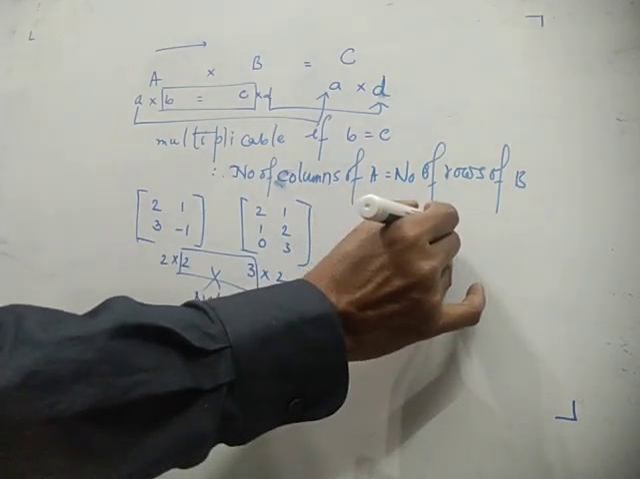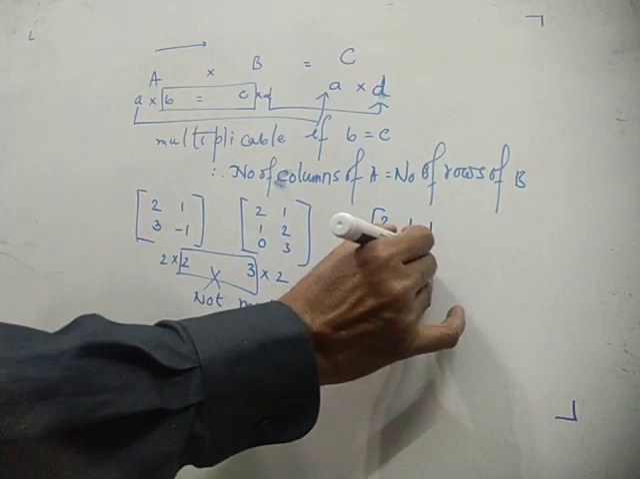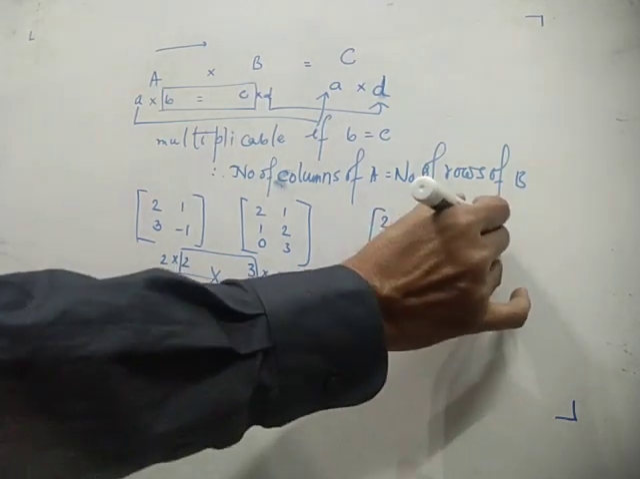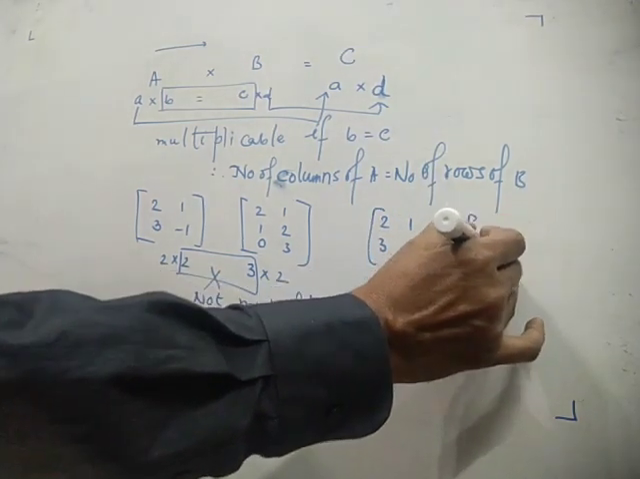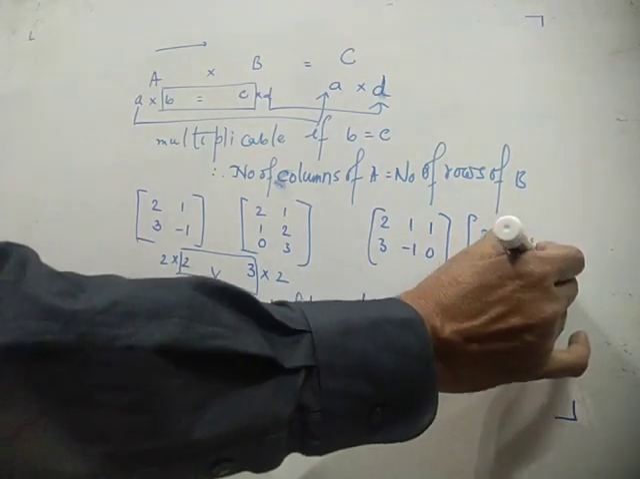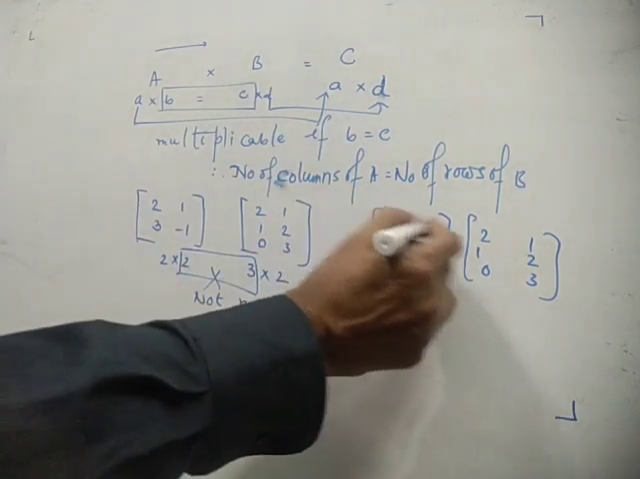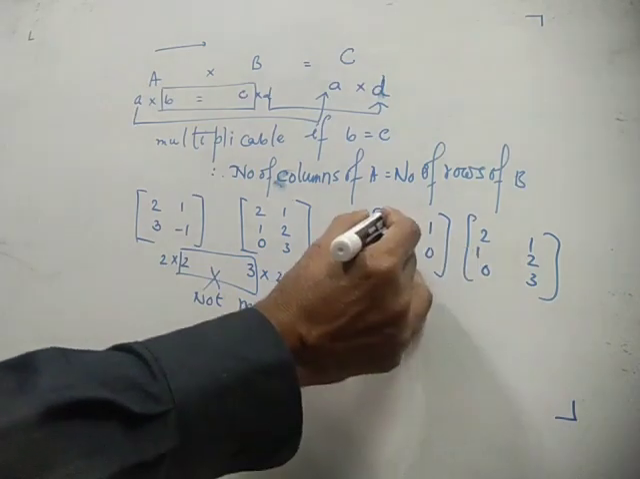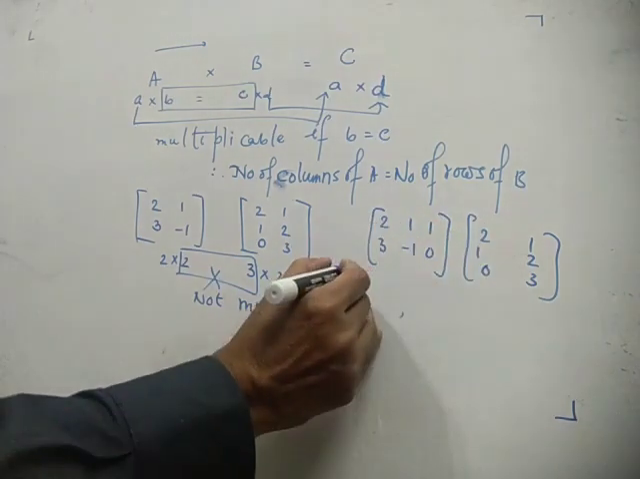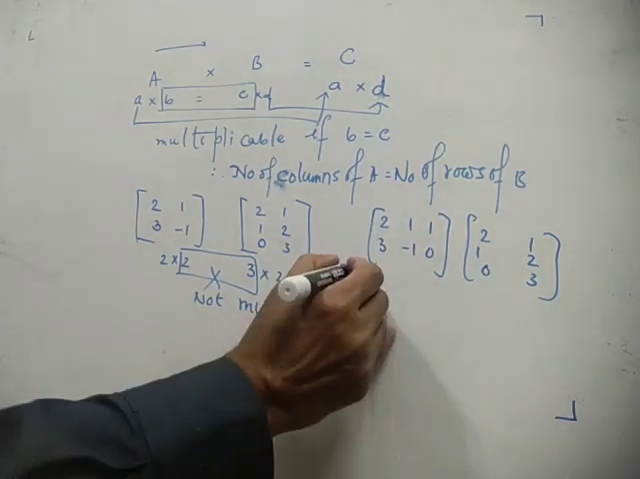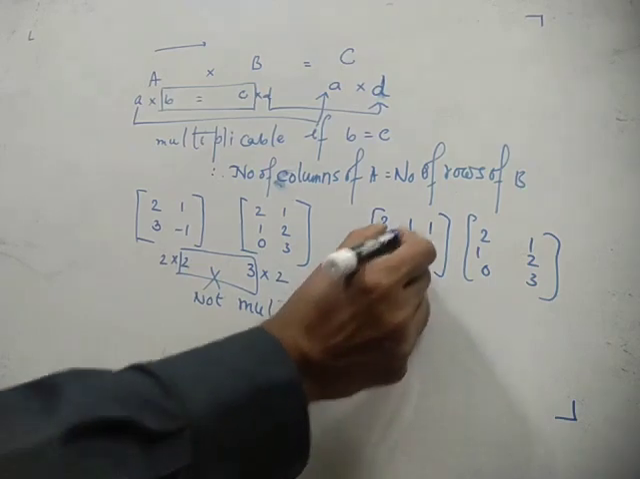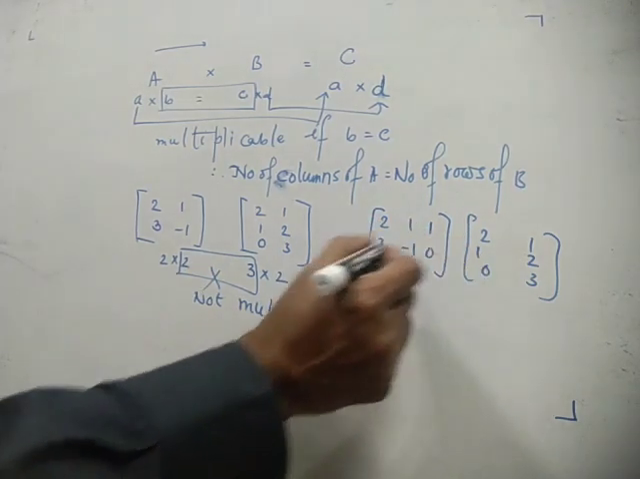But if the first matrix has three columns, 2 1 1 and 3 minus 1 1, 0, then we can multiply them. If the first matrix has three columns and the second matrix has three rows, multiplication is possible, because you watch, the three elements 2 1 1 have their counterpart 2 1 0. Each one corresponds to one particular element.